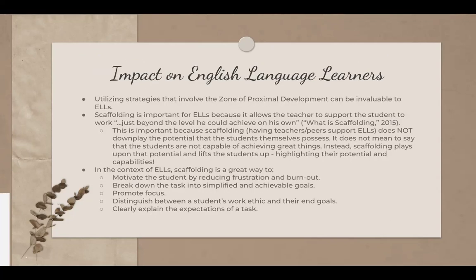And then, how does this impact our English language learners? Utilizing strategies that involve the zone of proximal development can be invaluable to English language learners. This theory is not to downplay what the English language learners can achieve and what they can do, but providing that little bit of support before the ELLs go on to do something on their own is really helpful in order to motivate the student, break down the task into more achievable goals, promote focus, distinguish between a student's work ethic and their end goals, and clearly explain the expectations of a task.